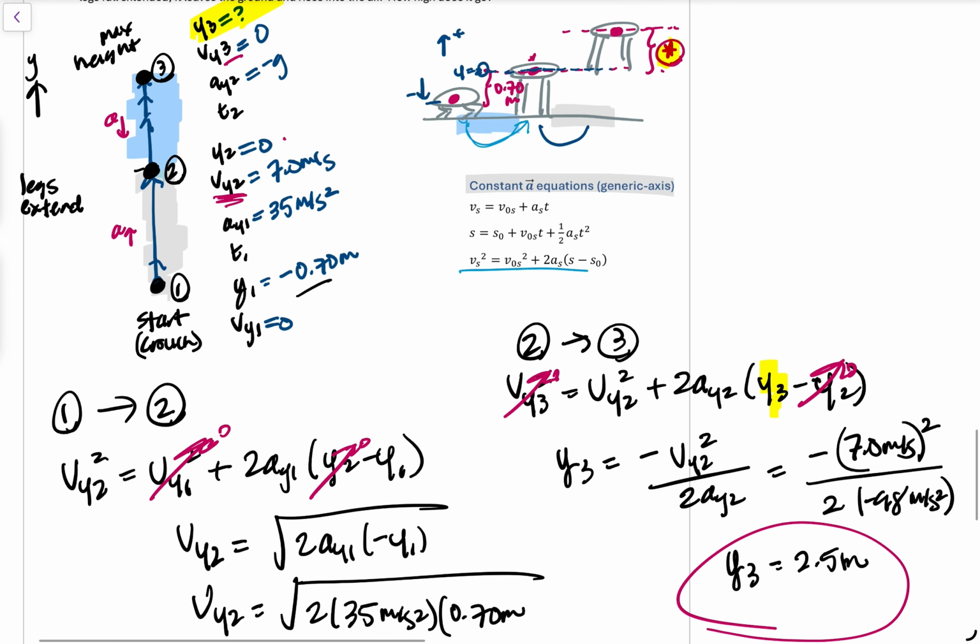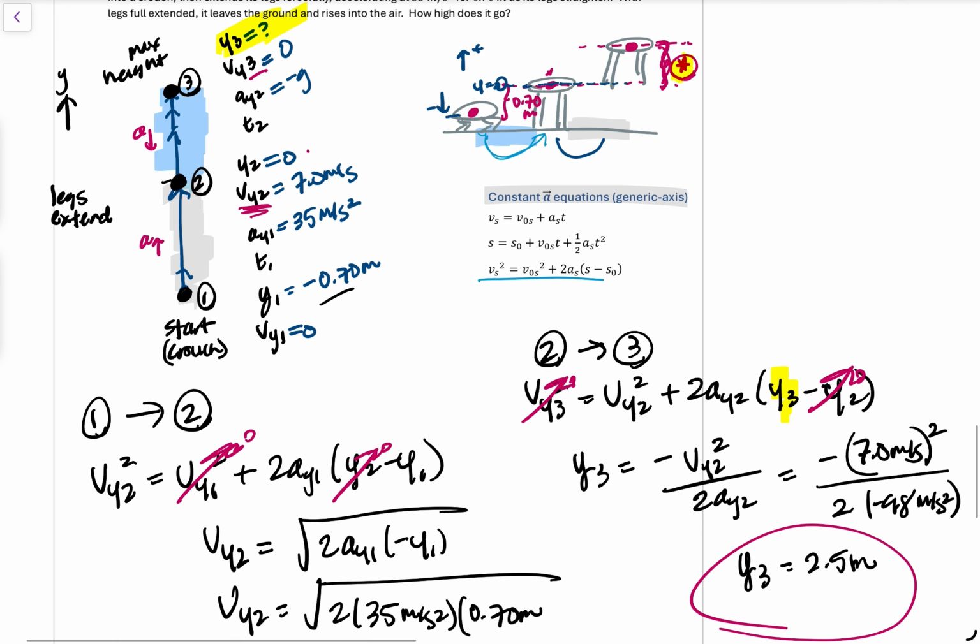And that is, again, kind of going back to this little picture we made, diagramming what's going on there. That's going to be the height that the antelope goes once it leaves the ground, right? That's how high it's going to be jumping once it actually leaves the ground.